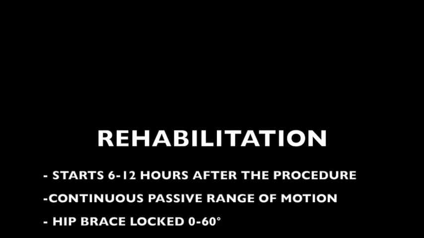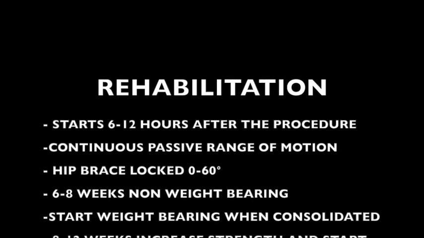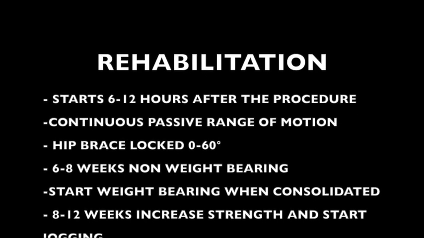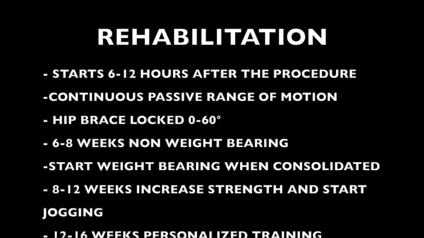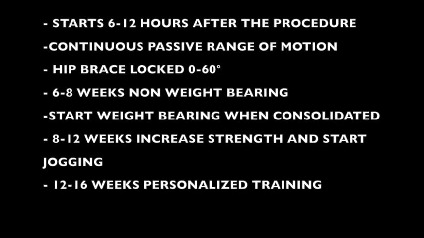All patients start postoperative rehabilitation 6 to 12 hours after surgical procedure. A continuous passive motion device is set from 0 to 60 degrees of hip flexion. This is used to prevent fibrosis in the anterior capsule. A hip brace may be added if deemed necessary, with a lock range of motion from 0 to 60 degrees. All patients use crutches with no weight bearing allowed for 6 to 8 weeks.